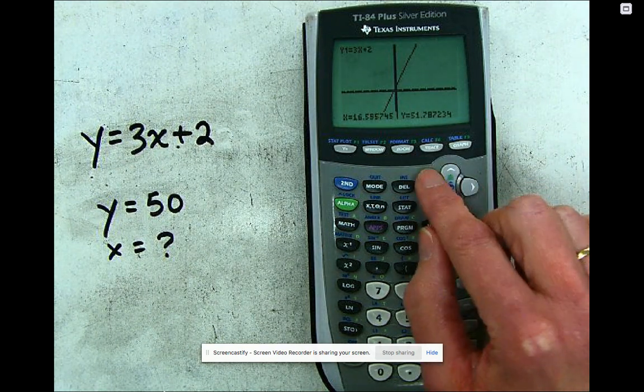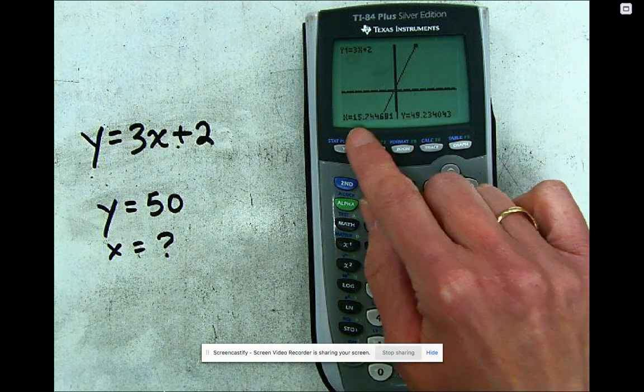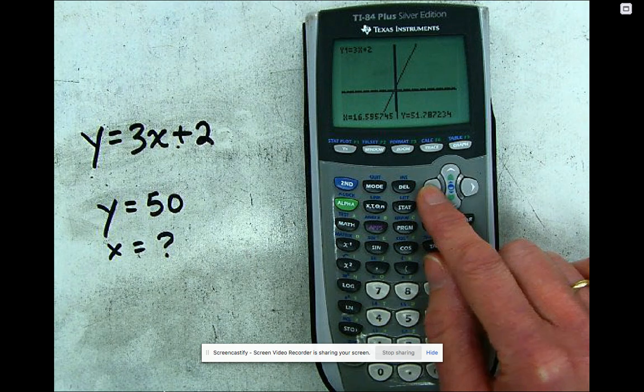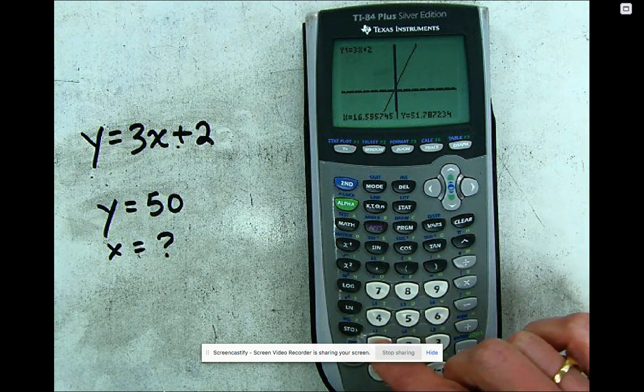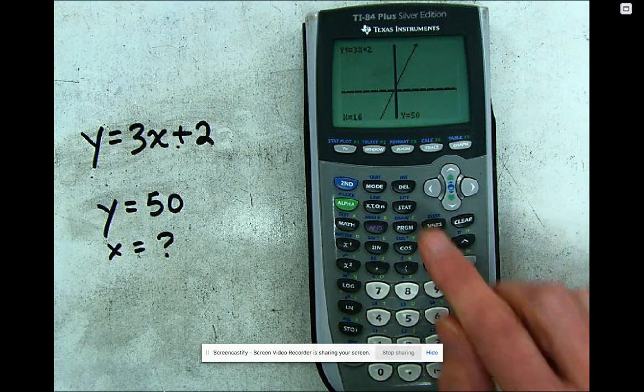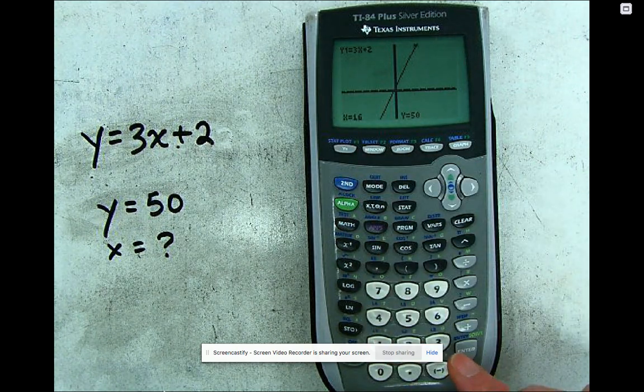Okay, it doesn't look like I'm getting exactly there. So it looks like it's between, it's not 15, but not 16. Let me just try typing in 15. Well, that didn't work. How about 16? Okay, so it looks like x would have to be 16 for y to be 50.